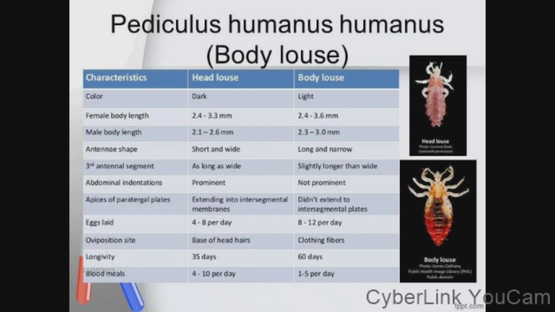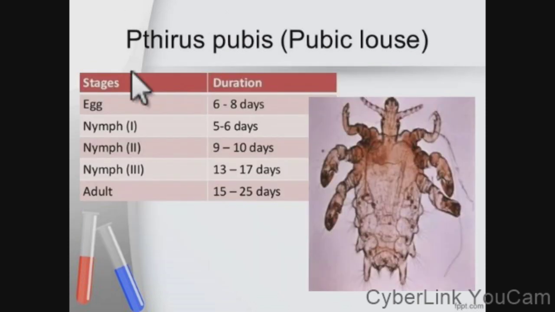Pthirus pubis, or pubic louse. Pubic louse is associated with poor hygiene or socioeconomic status. Pubic lice are adapted to a sedentary lifestyle on pubic hair, armpits, and sometimes on eyelashes, mustache, beard, and body hair. They are usually transmitted during sexual contact and are associated with other sexually transmitted diseases. But they do not cause any disease.